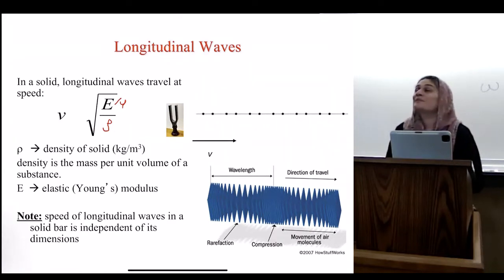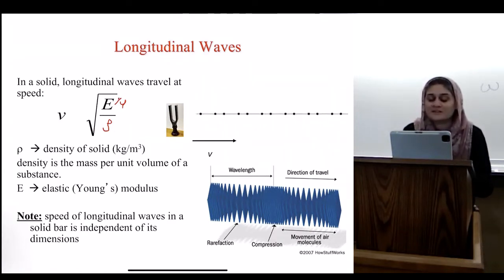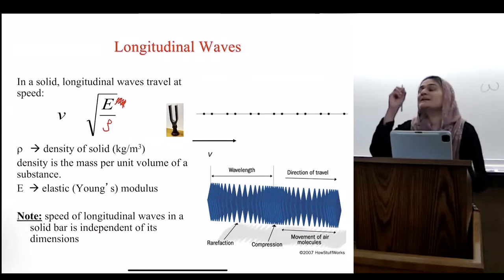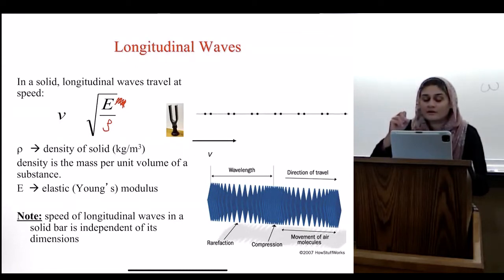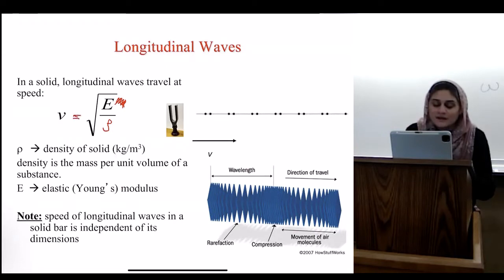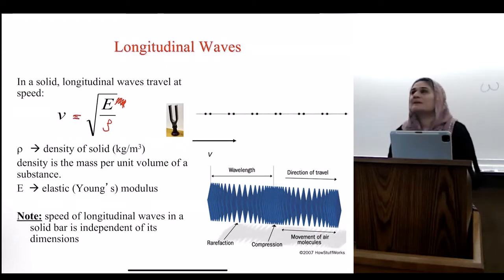Yes. No, that is just or. Sometimes textbooks write it as E and sometimes they'll write it as Y. Oh, yes. Thank you. I don't know why PowerPoint is messing it up. Yes. It should be V equals square root of E over rho.